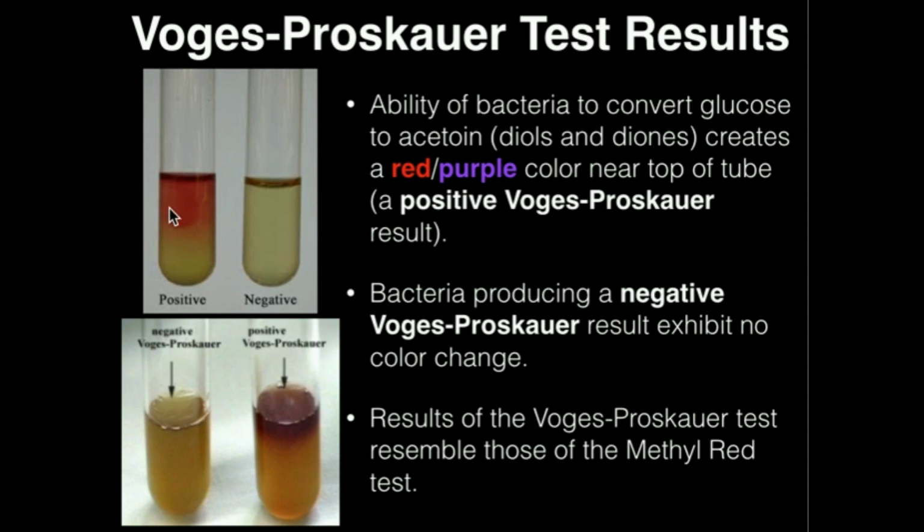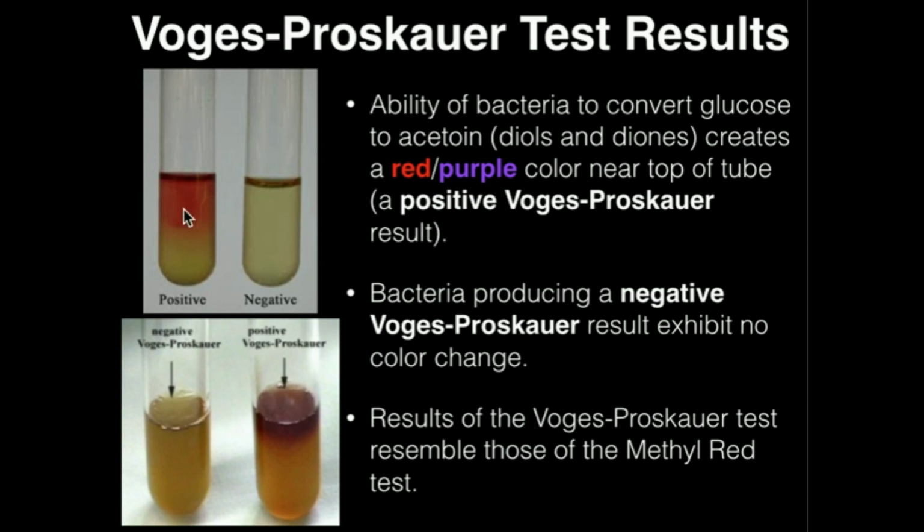You can see a positive result right here as well as over here. If we don't see that reddish purple color change, such as over here, or on this side over here, that's a negative result. And so the bacteria do not have this ability. Okay? And also understand this because it can help you tie things together when you're tested on it.